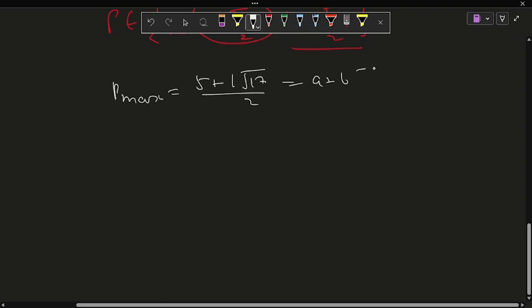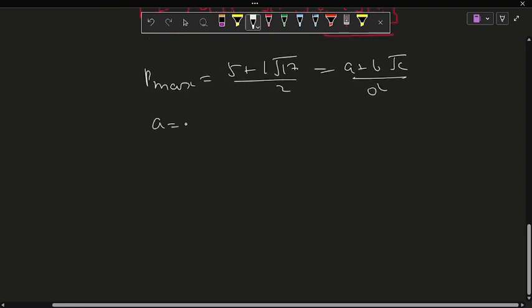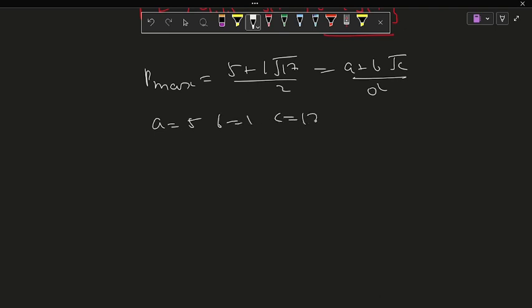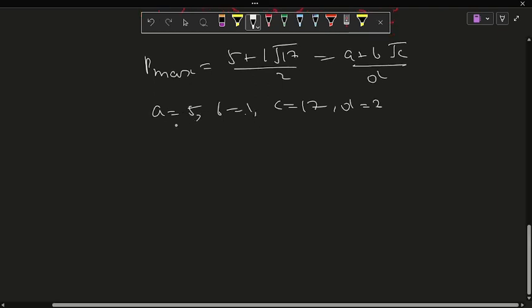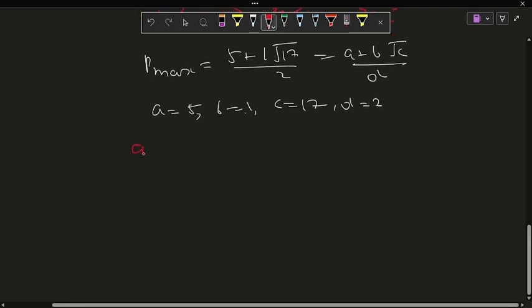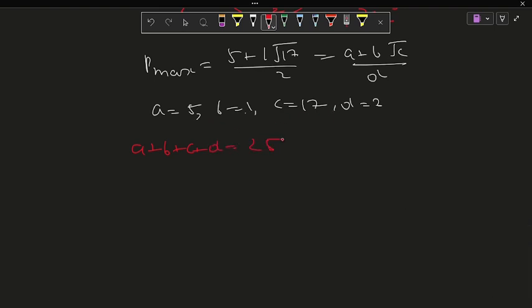Which was given to us as a plus b root c over d. So on comparing, we get a as 5, b as 1, c as 17, and d as 2, and hence we get our answer as a plus b plus c plus d, which is 5 plus 1 plus 17 plus 2, which is simply 25. And that solves our easy problem.